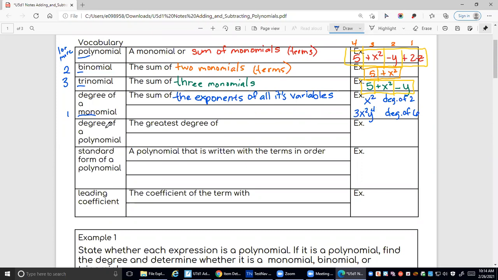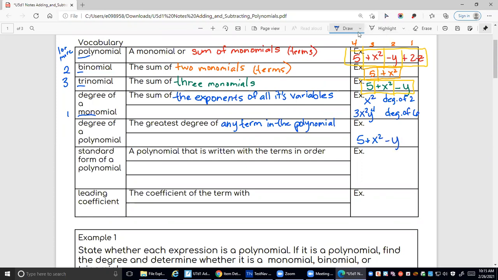Okay, now we have the degree of a polynomial. Here we were focused on just one term, one monomial, and now we're going to look at the whole thing. The idea is that it's the greatest degree of any term, any monomial, in the polynomial. Let me give you a for example. I have 5 plus x squared minus y.